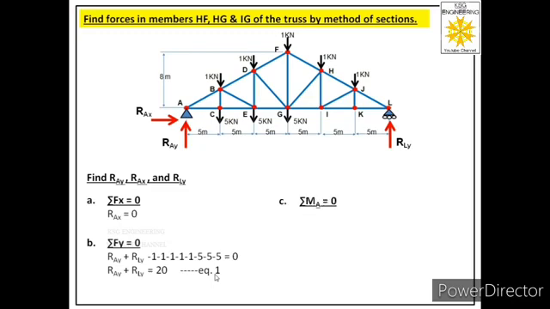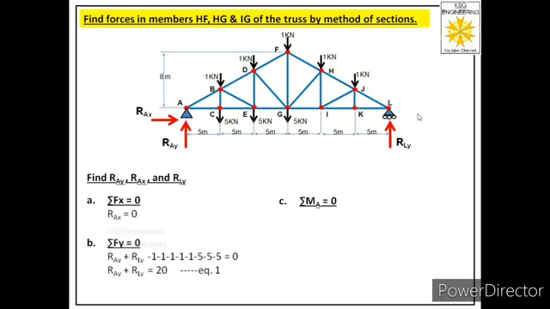Let us apply the third equation, that is summation M equal to 0, and let us take moment about joint A. Now in this truss in total we have 11 forces, but two of these forces are acting at joint A, so their perpendicular distance from the moment center is 0, and we get rid of these two forces. But for this equation we have to find the moment because of the other 9 forces in the truss. So let us discuss these forces one by one.